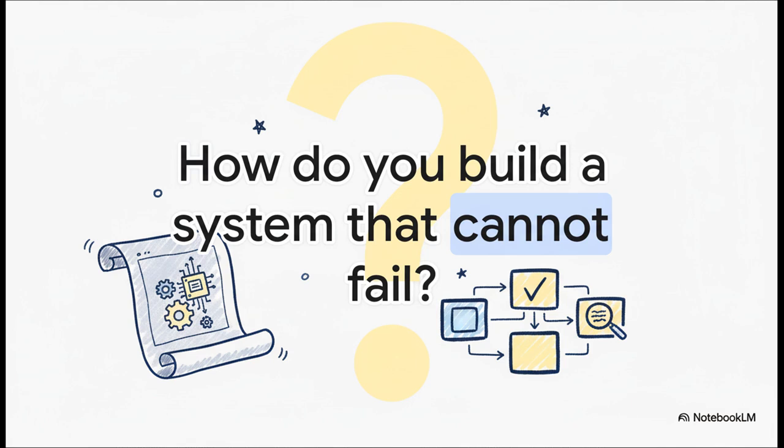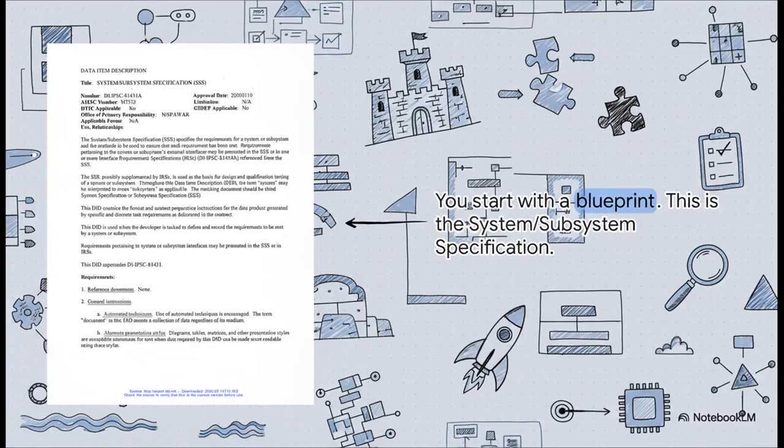Really think about that for a second. We're talking about things like a new airplane, a massive financial trading platform, or a critical national security network. The stakes are just unbelievably high. So where do you even begin with something that huge? Well, the answer is you start with a blueprint, an incredibly detailed blueprint. In the world of high-stakes engineering, that blueprint is called the System Subsystem Specification, or SSS for short. And believe me, it is the foundation that everything else is built on.